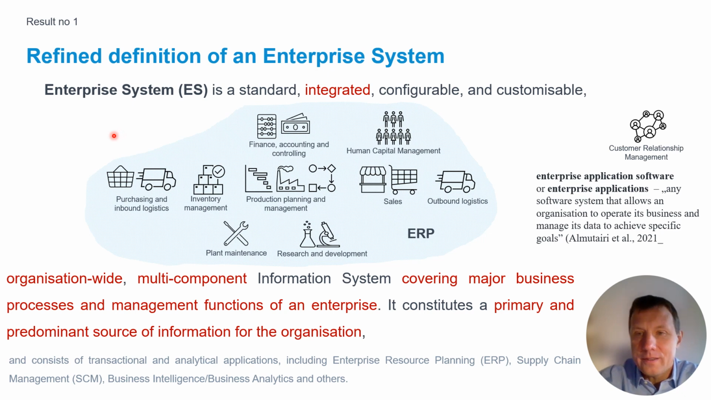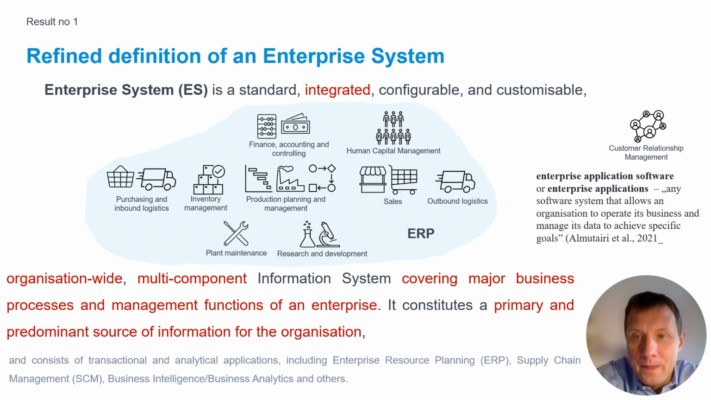So at least an enterprise system has to cover the basic core processes of an enterprise, which is, of course, first of all, production planning and management, then inventory management, then purchasing and inbound logistics, sales and outbound logistics. Usually, it would also cover finance, accounting, and controlling, and may cover some other areas like human capital management, plant maintenance, research and development, quality assurance, and others. Such a system is known for 20 or 30 years, and it's called ERP, of course.